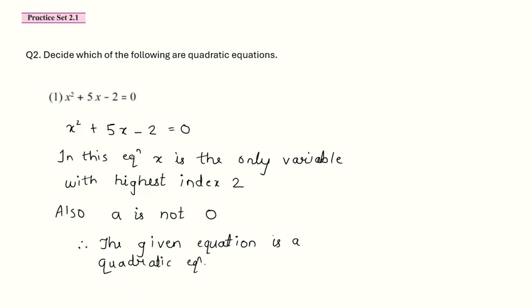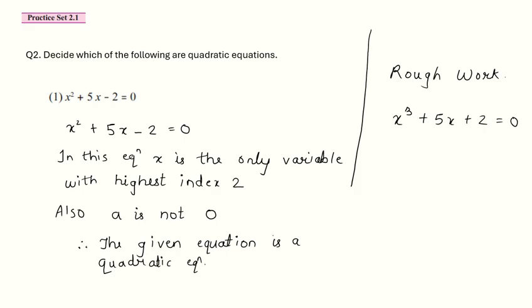So if you look at this equation which is given, here I will give you a rough work. This is just for the explanation part. If the equation was x raised to 3 plus 5x plus 2 is equal to 0, this will not be a quadratic equation. Why? Because here the index of x is 3. We should always get the index as 2 for a quadratic equation. Hence, the given equation is a quadratic equation.